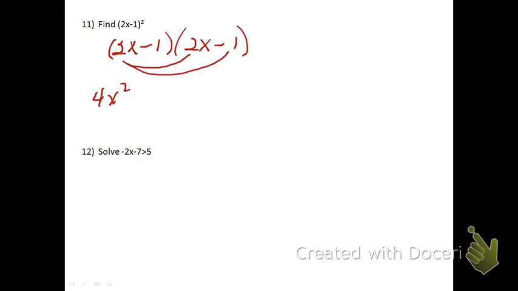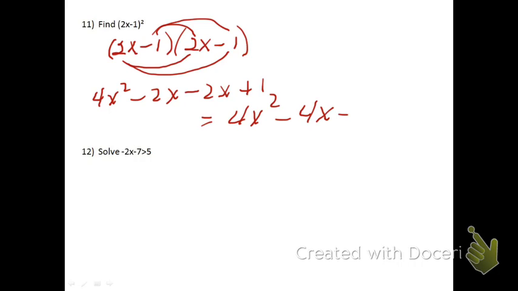All right, number 11. Here we're squaring a binomial, so we've got to FOIL it. You've got to write it down twice. You can't just square each term in there. So using my FOIL, we've got 4x squared. We've got a minus 2x. We have another minus 2x and a plus 1. So our final answer is 4x squared minus 4x and then plus 1.